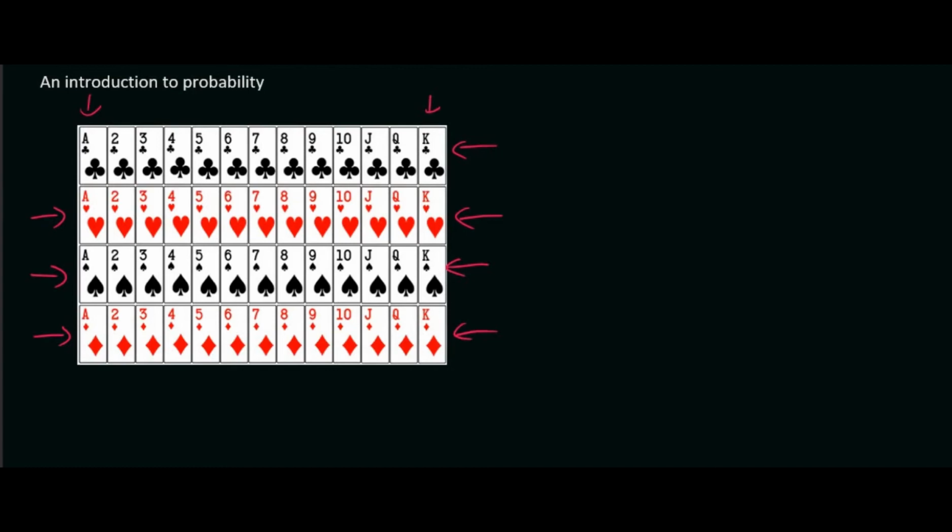So what is the probability if you had to choose one card from a deck? What are the chances that it will be red? Well, look at how many reds there are. There's 26 reds out of a total of 52. And so if you simplify that, that's a half.